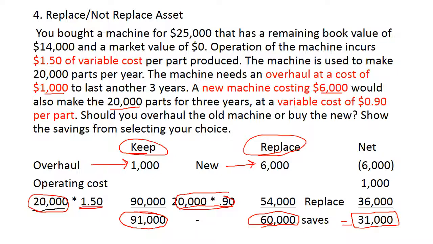So that's what I was taught how to do it. Now the example that he shows you, he just does this last column. And technically, okay, that's correct. So they're saying that if you replace the machine, you have an outflow of $6,000. You would save spending the $1,000 for the overhaul, and you would have $36,000 savings a year in operating costs. So the savings would be $31,000.